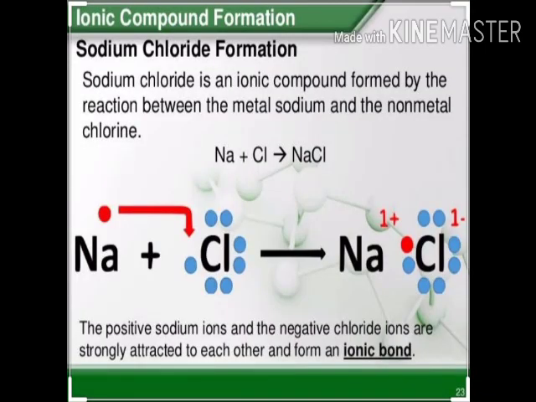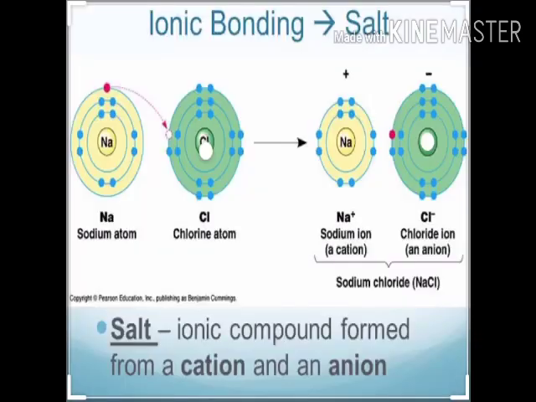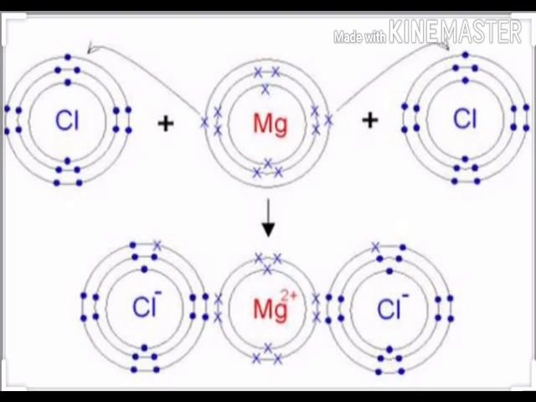As we are seeing in the formation of sodium chloride, 1 electron which was extra in a sodium atom is transferred to the chlorine atom to form Na+ and Cl-, and the bond formed is an ionic bond. So an ionic bond forms a salt, because the compound formed, that is sodium chloride, is a salt. Here we see the formation of magnesium chloride, MgCl2.